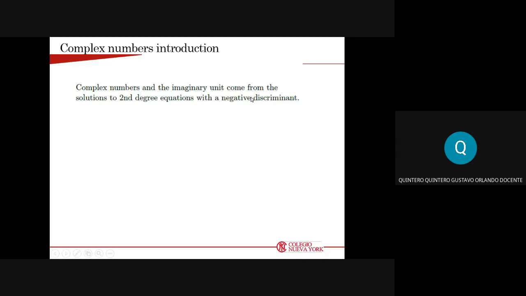And some of those have a discriminant that is negative. Remember, you can always find the discriminant of a quadratic equation, which is b squared minus 4ac, the thing inside of the root. So some of those are negative, meaning they don't have a solution in the real numbers, but they do have a solution in the complex numbers. Here's an example. We have our second degree equation, so our quadratic equation.